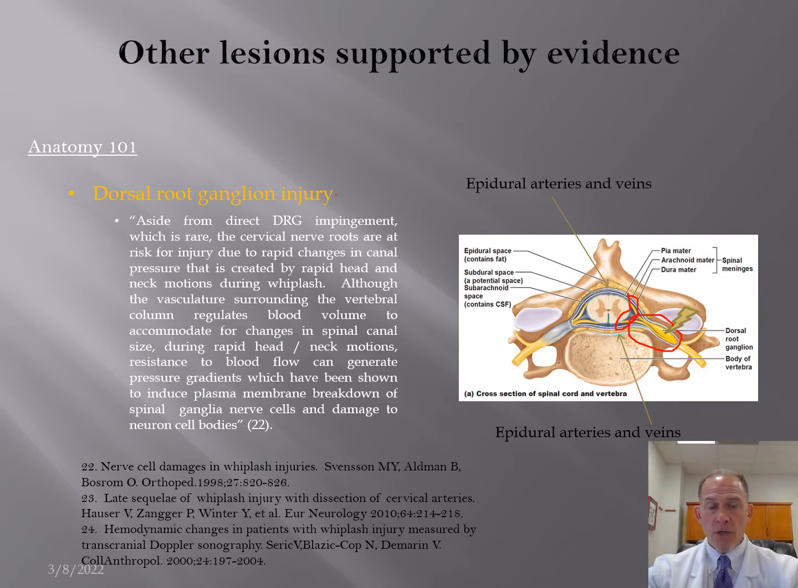With regards to a dorsal root ganglion injury, which is very rare, we see rapid changes in fluid movement and pressure gradients sometimes created in the neural tissue, which can initiate tissue breakdown and lead to damage of neuron cell bodies. So here's your reference for that. If I were to emphasize anything on this particular slide, it would be the nerve root type of injury, and that is more common than the dorsal root ganglion lesion.